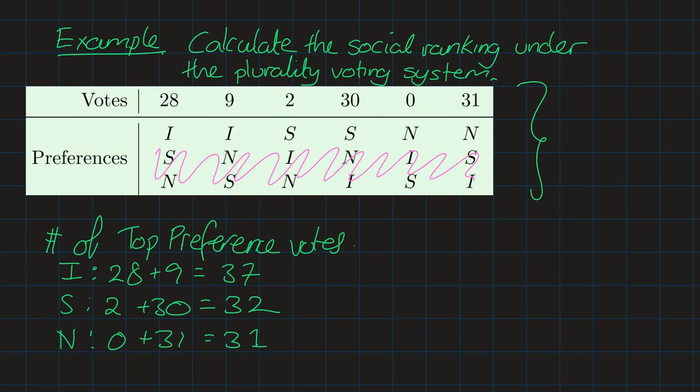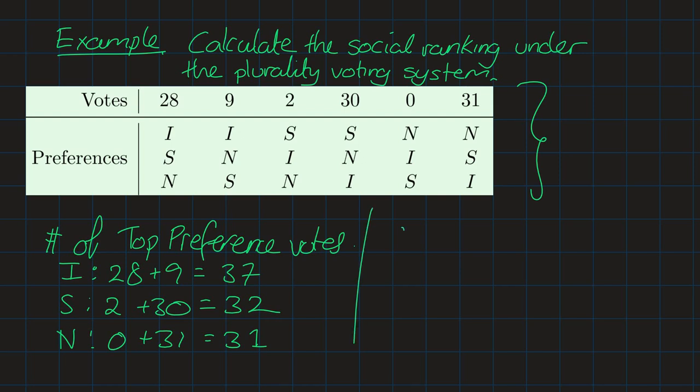So the plurality voting system is not a very comprehensive voting system. It doesn't take into account the voters' complete preference ranking. It only takes into account the voters' top preference. So in some ways, it gives you a less comprehensive picture of how people voted. So you just ignore all of this information for the plurality voting system.